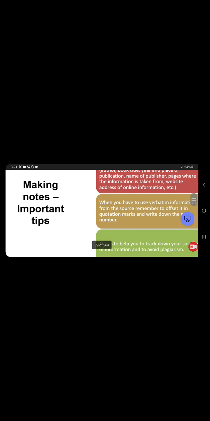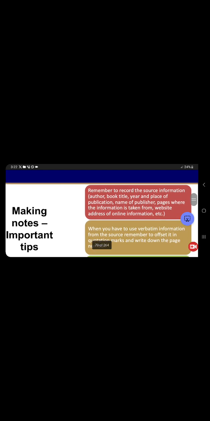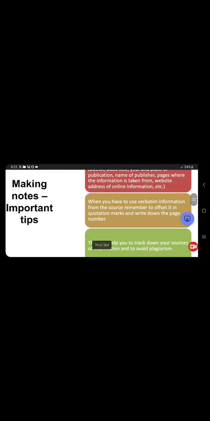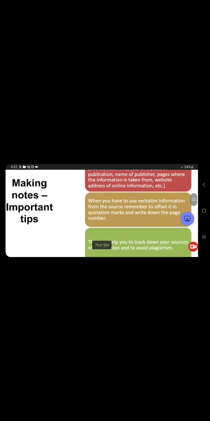So just do that. And then also making notes. Important things to consider whenever you are making notes: remember to record the source information, which is the author, the book title, the year and place of publication, the name of the publisher, the pages where the information is taken from, and the website address of online information. Whenever you are acknowledging the person, you have to reference it. This is talking about referencing. You need to reference it.